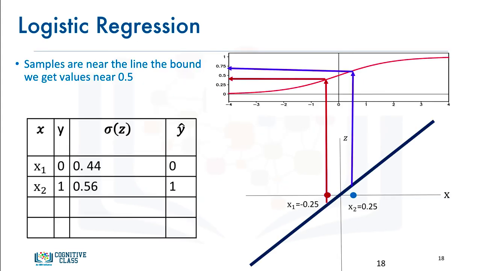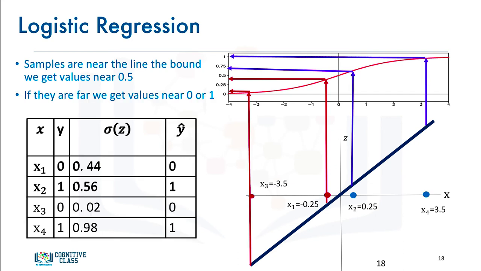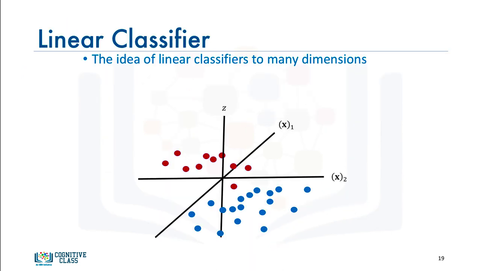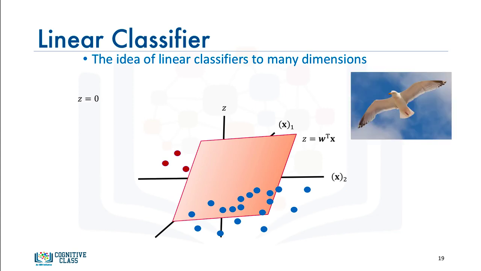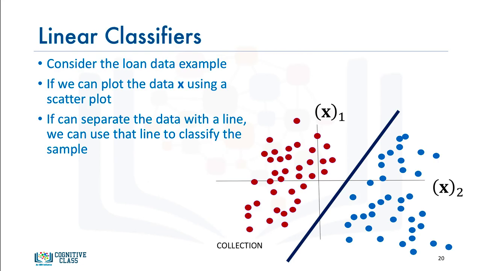If the points are very close to the line, the value for the sigmoid function is very close to 0.5. And if it's far away, the value for the sigmoid function is either 0 or 1, respectively. The idea of a linear classifier generalizes to d dimensions, but instead of a line, we have a plane or hyperplane. If we look at the bird's eye view of the plane, i.e. where z equals 0, we can also see it as a line. We can use the same line to classify the points.